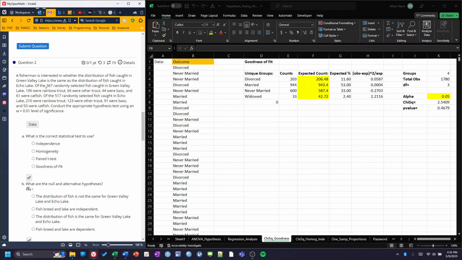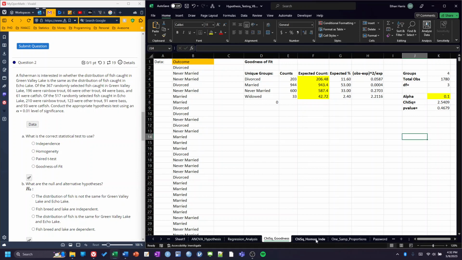Of the 367 randomly selected fish caught in Green Valley, we have so many that were trout, rainbow trout, other trout, bass, and catfish. Then we do the same thing for the other lake, Echo Lake. We're going to conduct this hypothesis testing at the alpha level of 0.01. Oh, and on the previous one, I was supposed to change this from alpha of 0.05 to an alpha of 0.1, just so that we do our comparisons correctly.